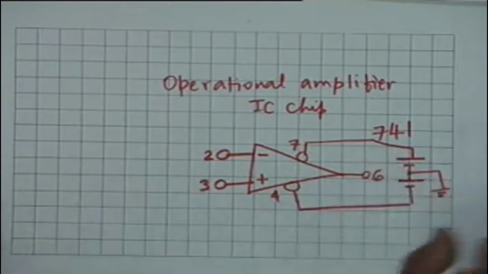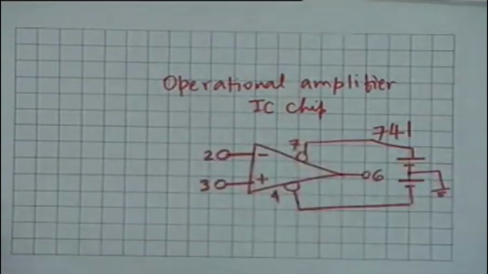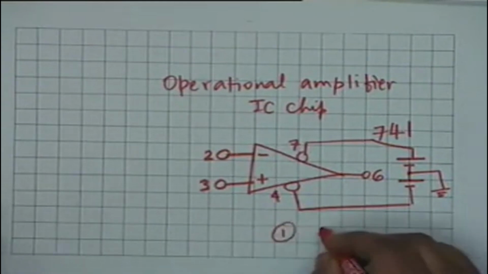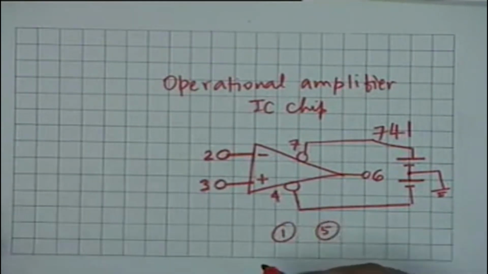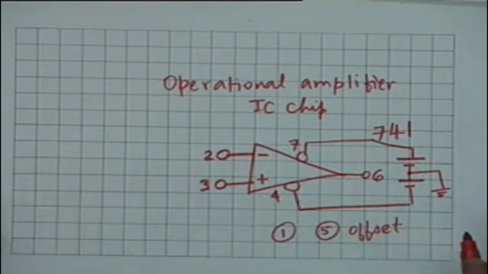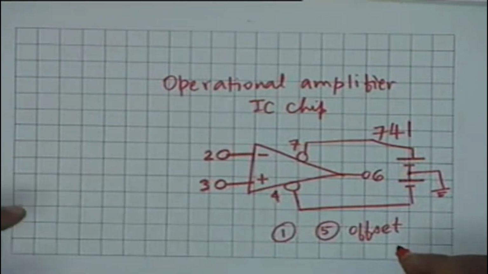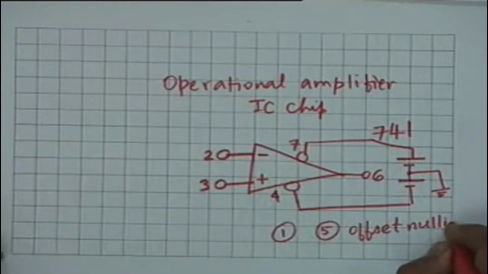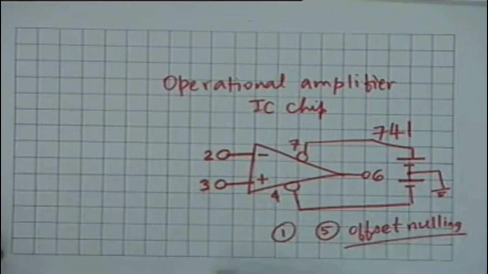4 and 7 have to be connected to a battery, otherwise the circuit does not work. All right. There are other terminals which are 1 and 5. We shall learn later what the purpose is, but for the present let it suffice to say that pins numbered 1 and 5 are for offset nulling. We will explain these terms later in great detail.